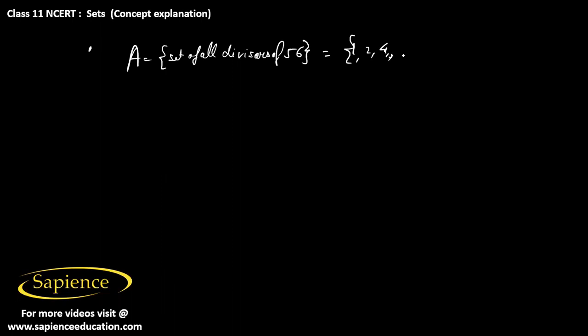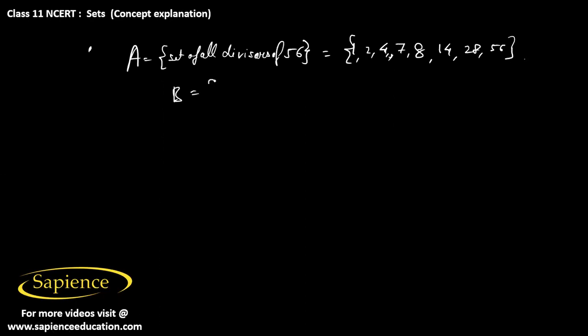Then another example we can give: suppose A is the set of all divisors of 56. It means that all factors of the number 56 we have to write. So which is 1, 2, 4, 7, 8, 14, 28, and then 56. So this is the set A.